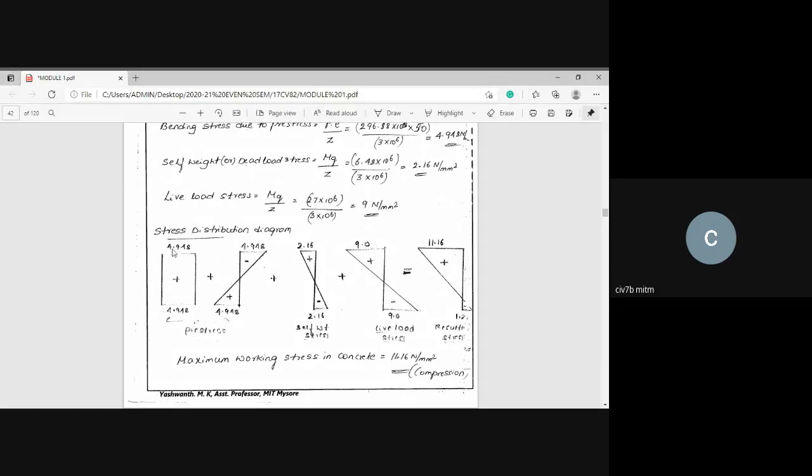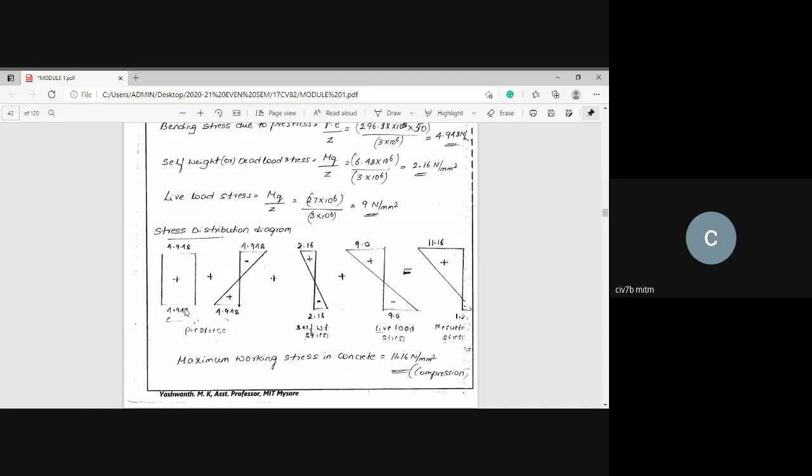So now, 4.948 minus, plus into minus, it will become minus 4.948 plus 2.16 plus 9. So it will become 11.16. Is it clear? 11.16. Okay, so 4.948 minus 4.948, it will become 0. Left with 2.16 plus 9, it will become 11.16.